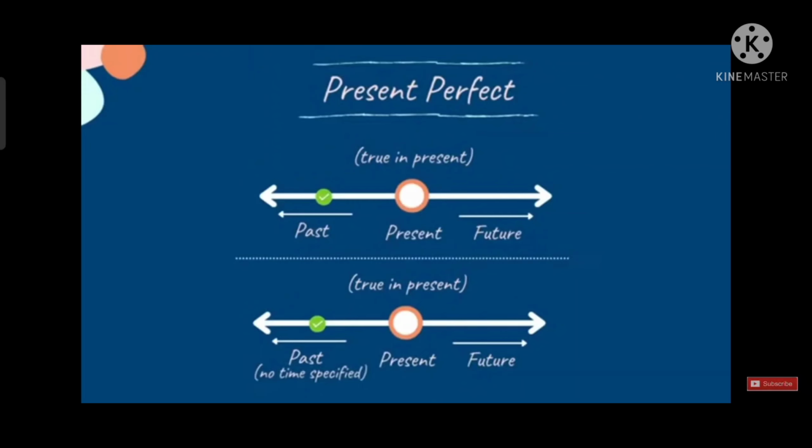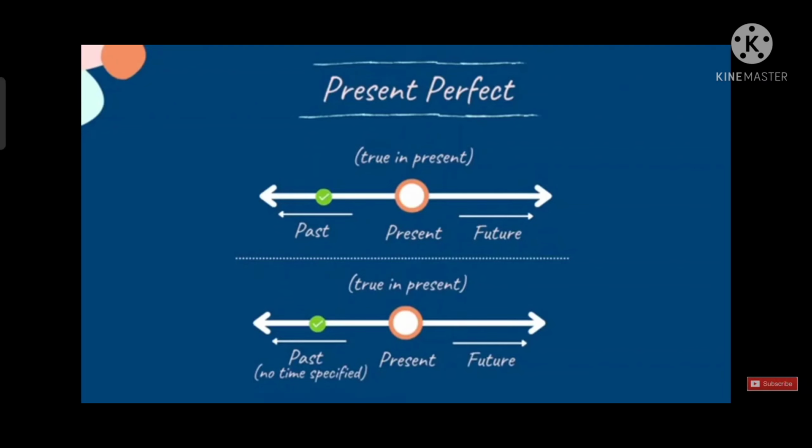There are two timelines that could be used to show this tense. In the first timeline, it can be seen that the work is completed in the past, which is shown by the green tick, and is still true in the present, which is shown by an inner circle of white color. In the second timeline, it can be seen that the work is completed in the past and still true in the present. However, timeline is not specified.